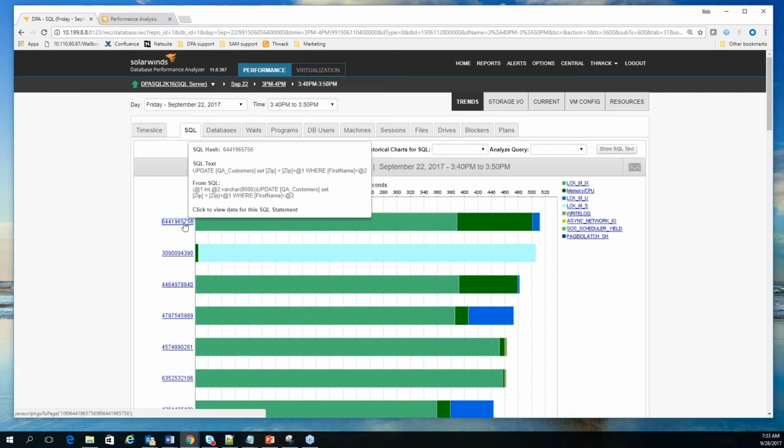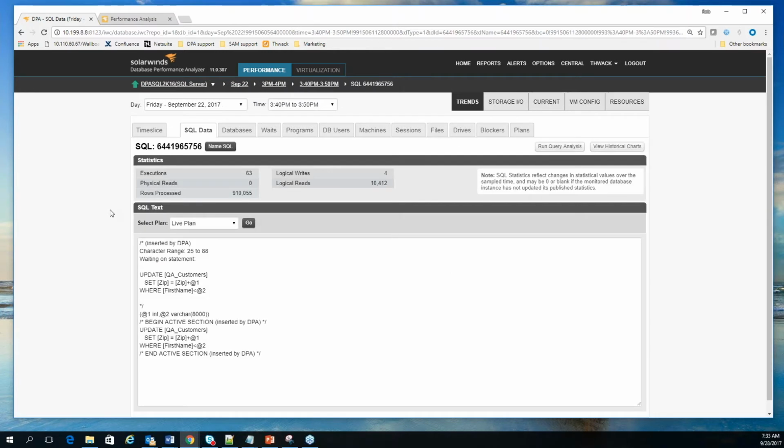If I want to know more about this specific SQL statement, I just click it, and it brings me my statistics for it. So I know that during this 10-minute time period, this guy had 63 executions, processed over 900,000 rows, and had to do a little north of 10,000 logical reads to find those 900,000 rows. Pretty efficient fetch of the data, actually. So not too concerned about that.